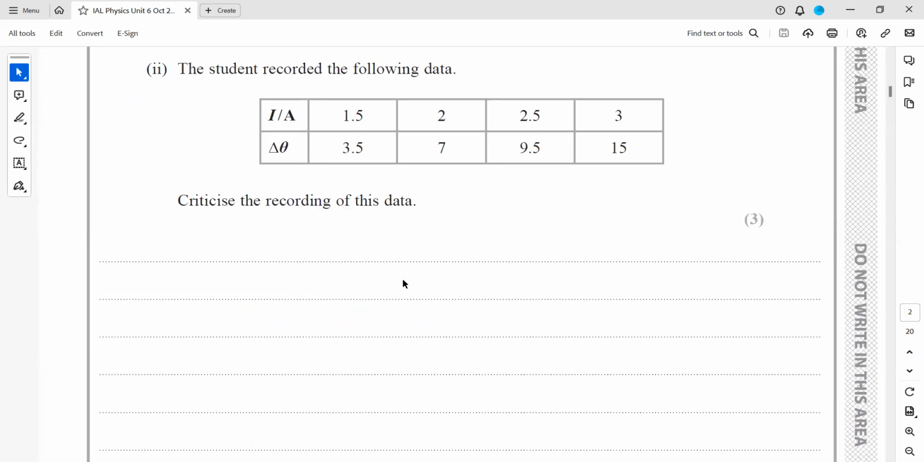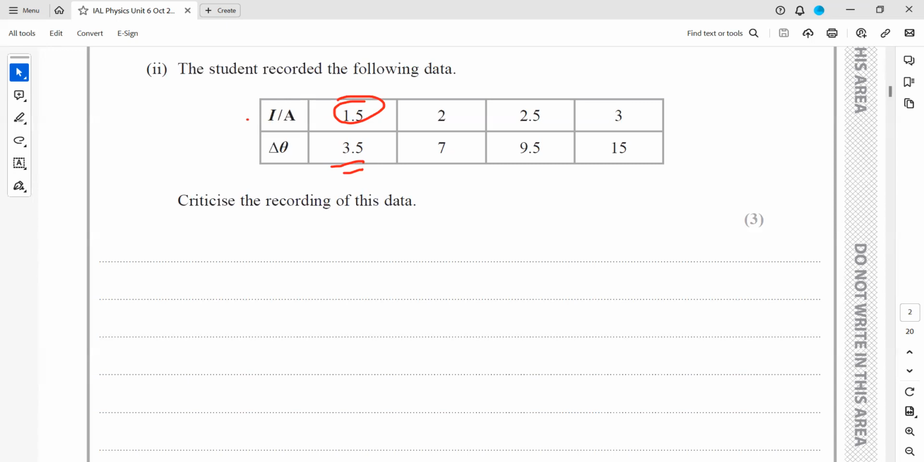The student recorded the following data. As you can see, the student changes the current and the theta is there. Criticize the recording of this data. First thing, how do you criticize the results? As you can see, there is no repetition. The student changed the current from 1.5, but he did not repeat any value. So there are no repeats, as shown.